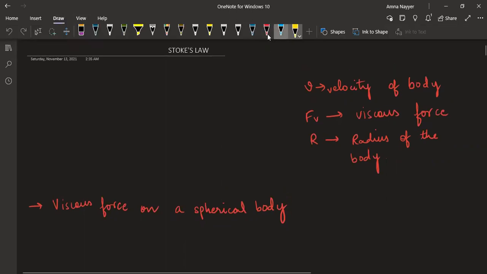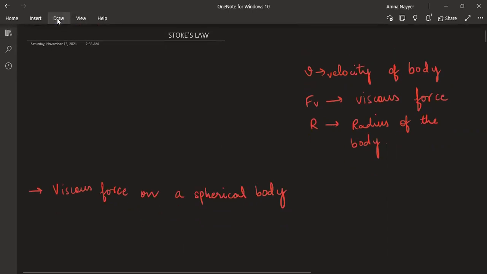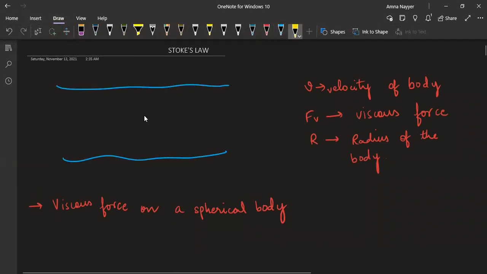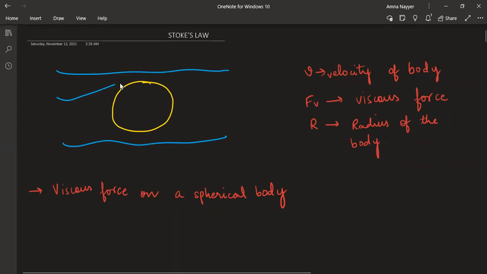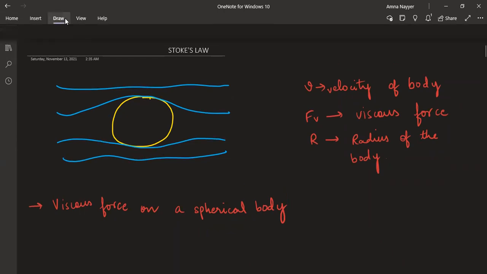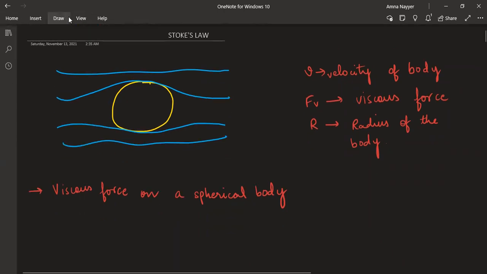See, you have Stokes law. Stokes law is valid for any body which is a spherical body. Like, let's say, water layers are there. Here a spherical body is there. So what will happen? Water layers will adjust themselves onto the sphere like this. So the viscous force that will be acting on the sphere. See, the radius of the body will be there.